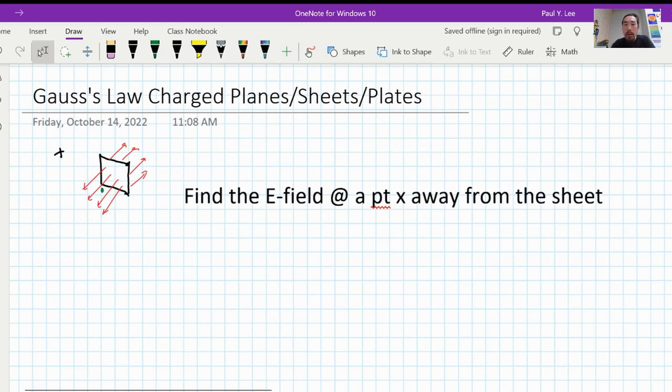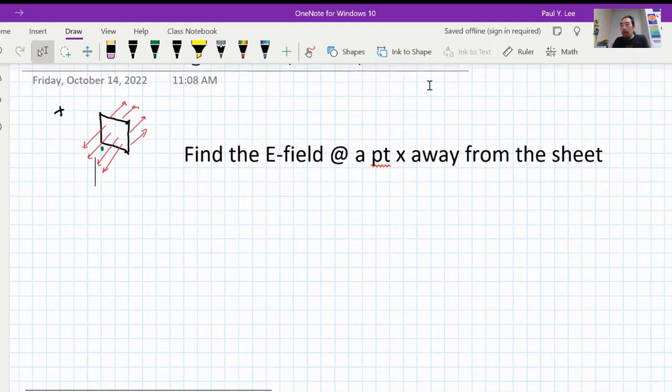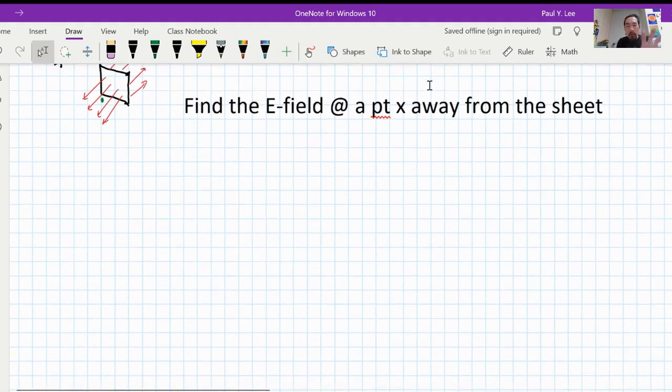So let's go over how we can do that using the rules of the Gaussian surfaces. So far, we've only covered the Gaussian sphere. And if you want to use a Gaussian sphere now, well, we really can't, and I'll show you why. I'm going to take that 3D image and put it on its side. So this is the charged piece of paper, and I'm going to do a quick sketch of the E fields coming out.